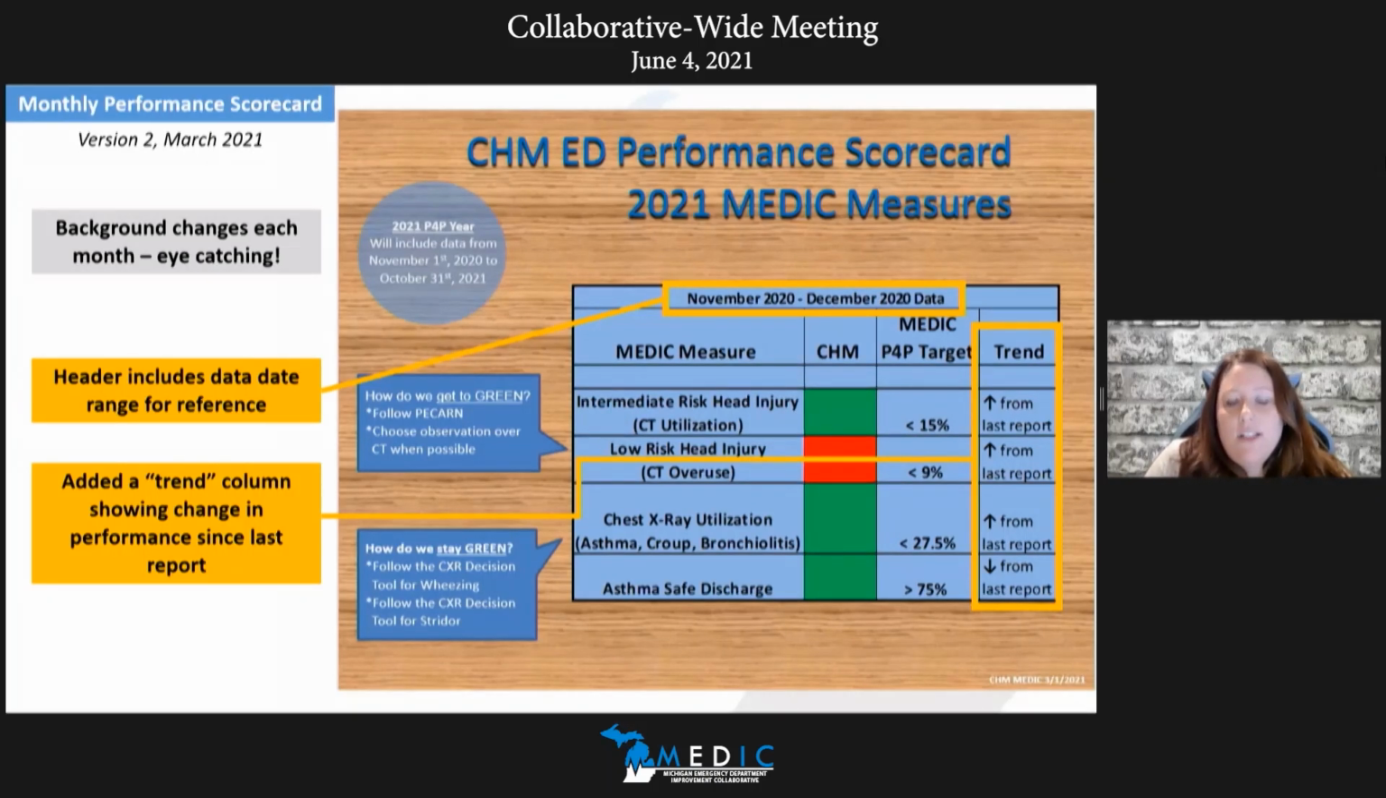We've added a header to show a data reference range as well as a trend column to show the change from the previous report. So are we increasing from last month? Are we decreasing from last month?